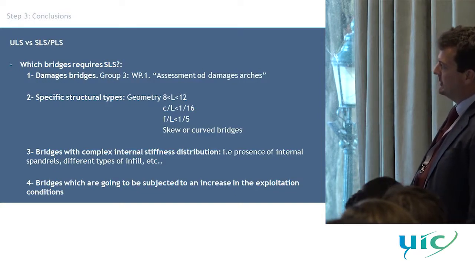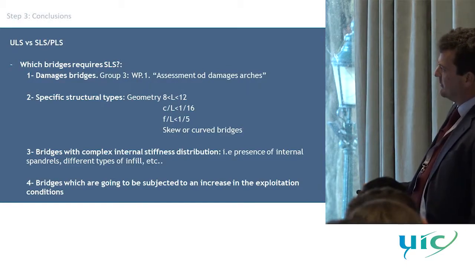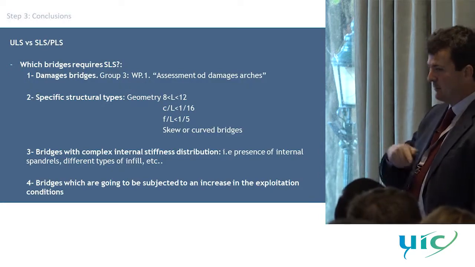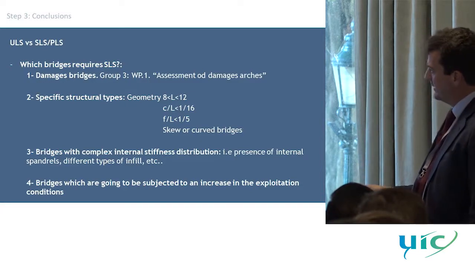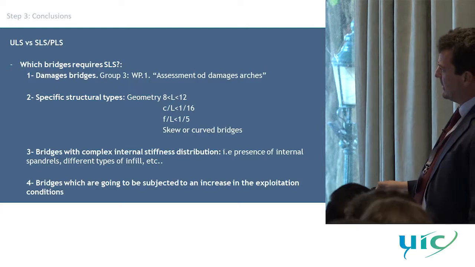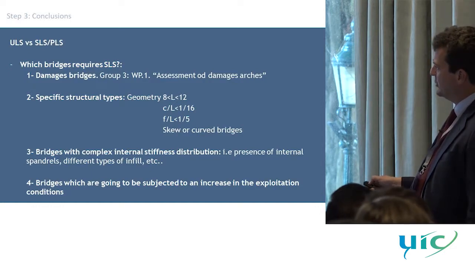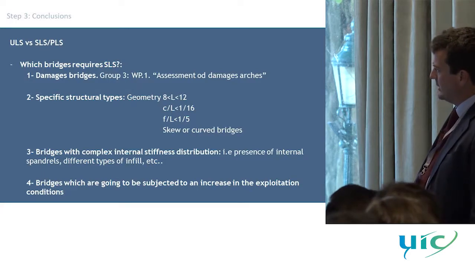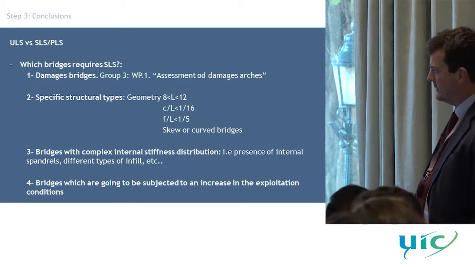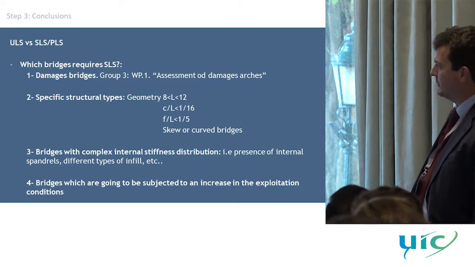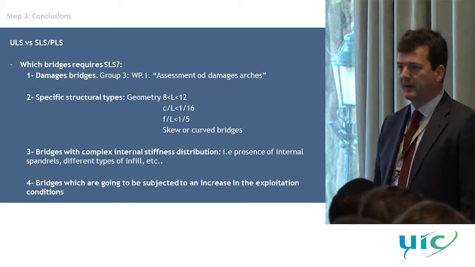And to end, where I should recommend to do this, especially service analysis: bridges in group 3. Group 3 is, well, I am going to talk about this, in the assessment of damaged arches. We created a group 3 for special problems. In certain types where geometry is an issue, we have found that there can be some problems because of the slenderness and because of the geometry of the arch, of course, for skew or curved bridges. In all of the bridges that have complex internal stiffness distribution, for example, the presence of internal spandrels, the different types of infill, and of course, every time that you want to increase the axle load, and not only to increase the axle load, to change the distribution of axles in a bridge.